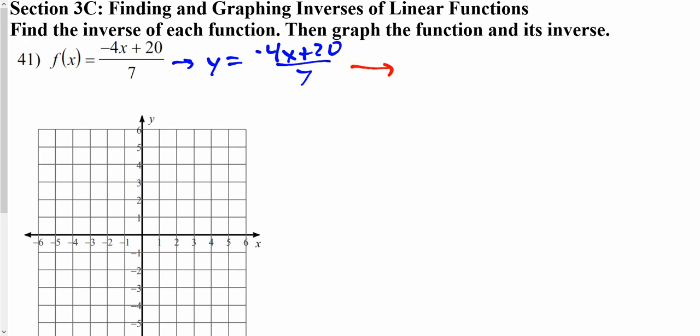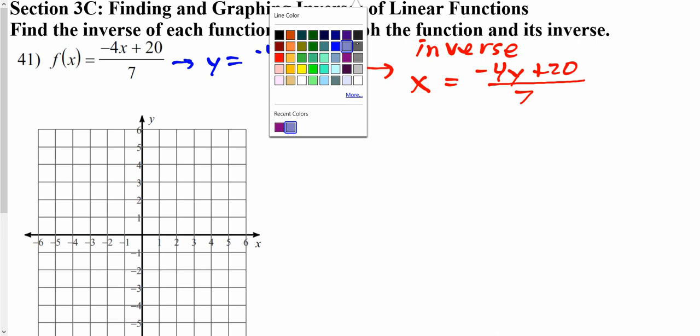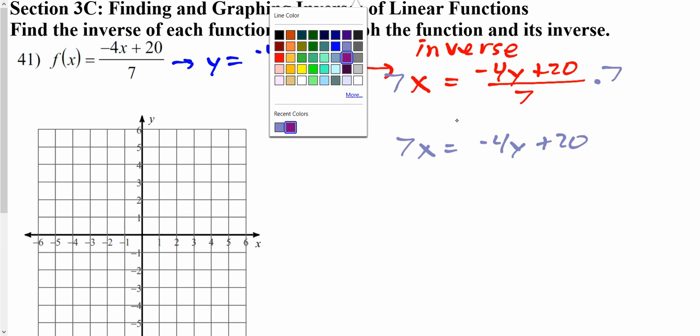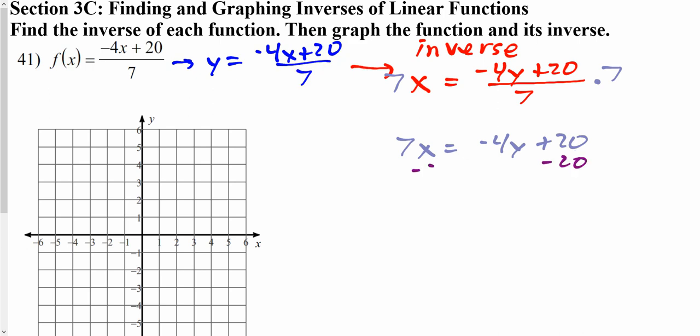So to find your inverse, you need to switch x and y. And then all we have to do is go ahead and solve it for y. So we got to get y by itself. Well, to do that, we'd have to get rid of that over 7, which is dividing by 7. So I'm going to multiply both sides by 7. Then I got to continue to get y by itself. So I'm going to go ahead and subtract the 20 from both sides.